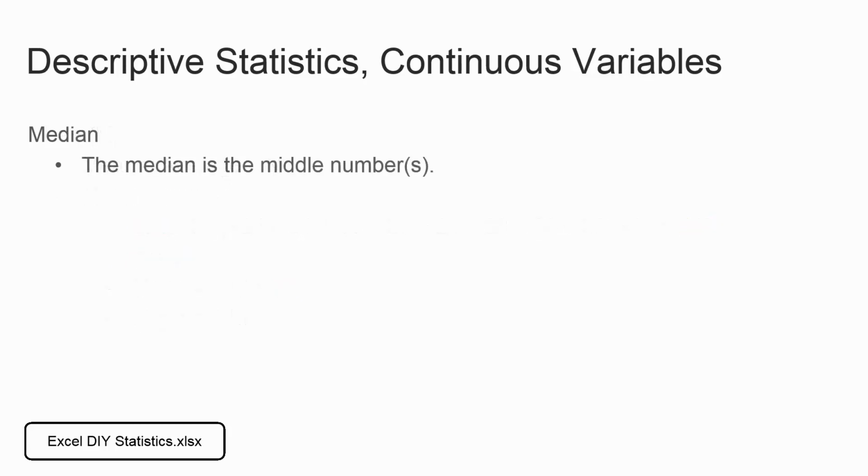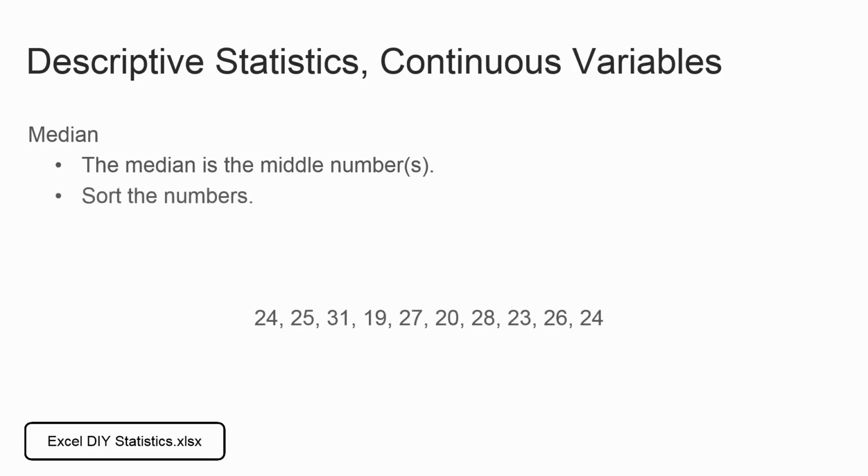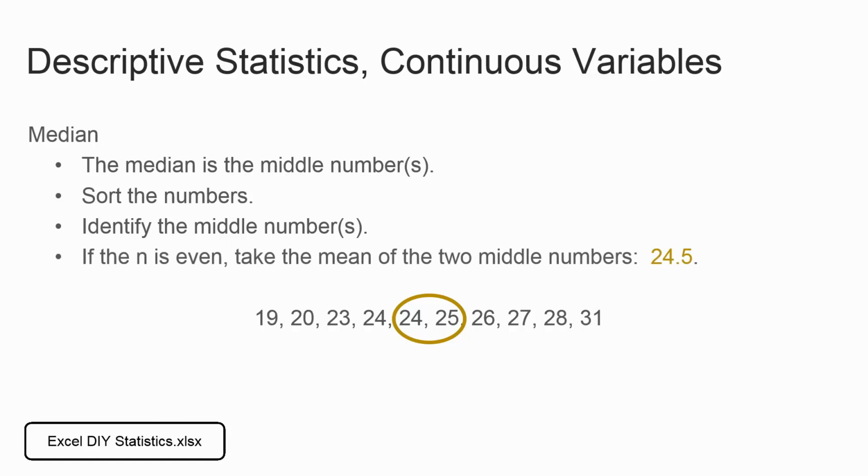The median is the middle number. To find the median, sort the numbers from lowest to highest or from highest to lowest, and identify the middle number or numbers. If the n is even, there will be 2 numbers in the middle. The median is the mean of the 2 middle numbers. In this case, the median is 24.5.